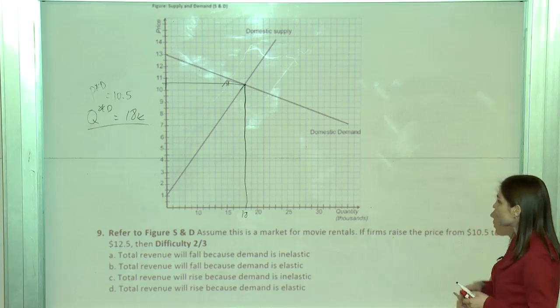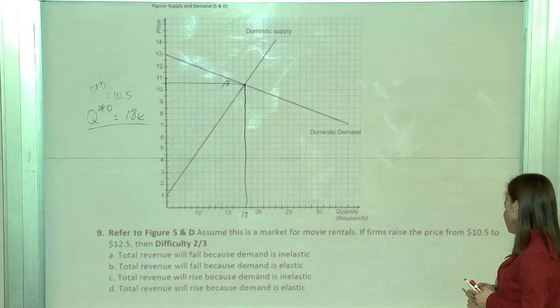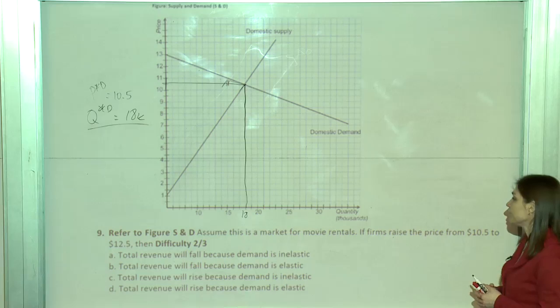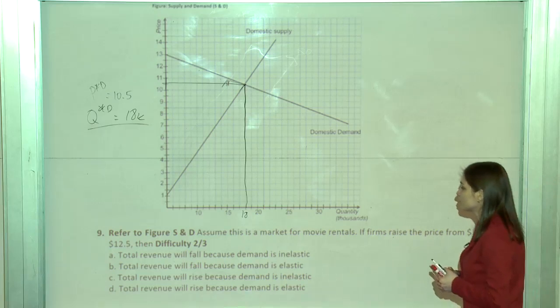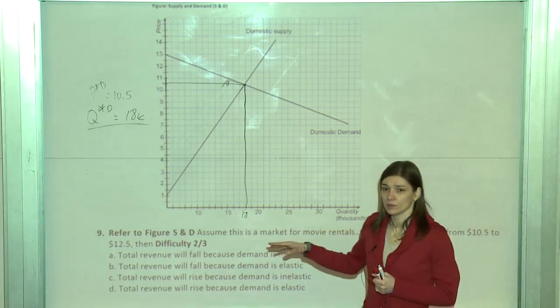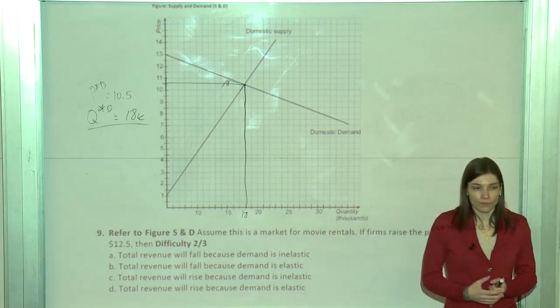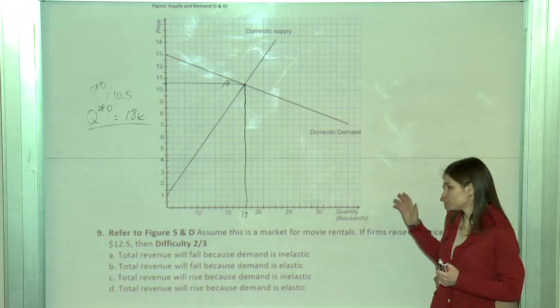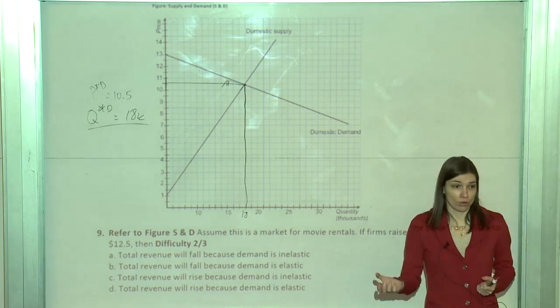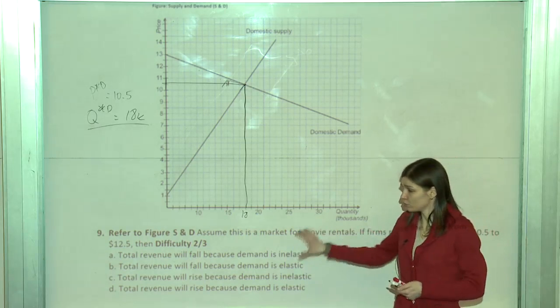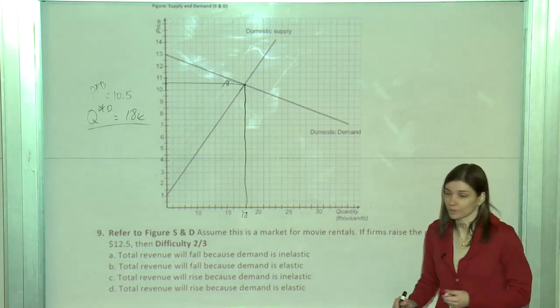Okay, so if this is the market for movie rentals, and firms raise the price from 10.5, which is currently the equilibrium one, to 12.5, then what's going to happen to total revenue of the suppliers, and why? Well, first of all, this is a question about the relationship between total revenue and elasticity of demand. We need to get this straight, and if we do, we can eliminate basically two of the answers.